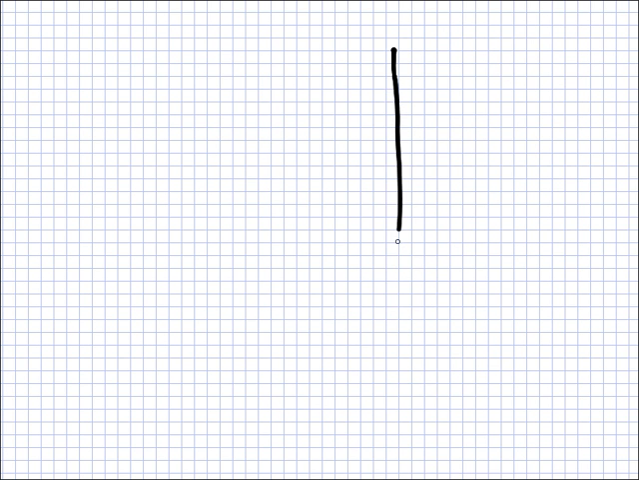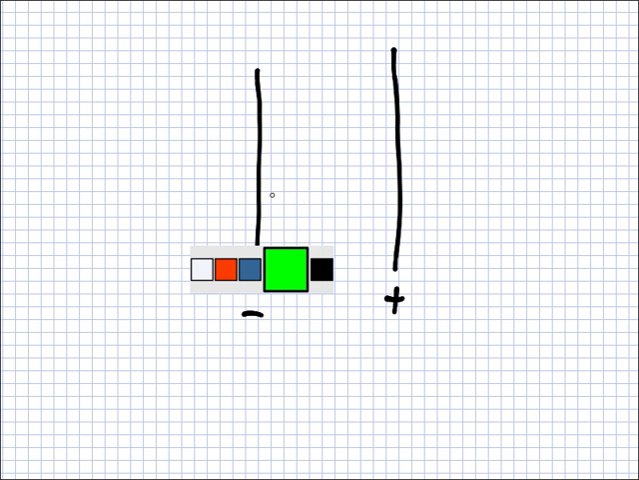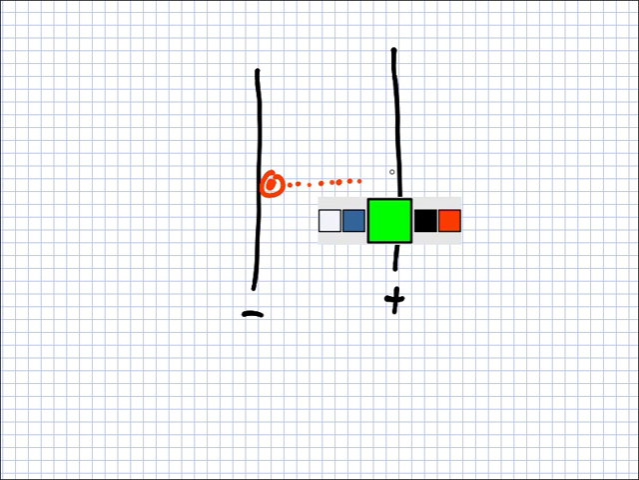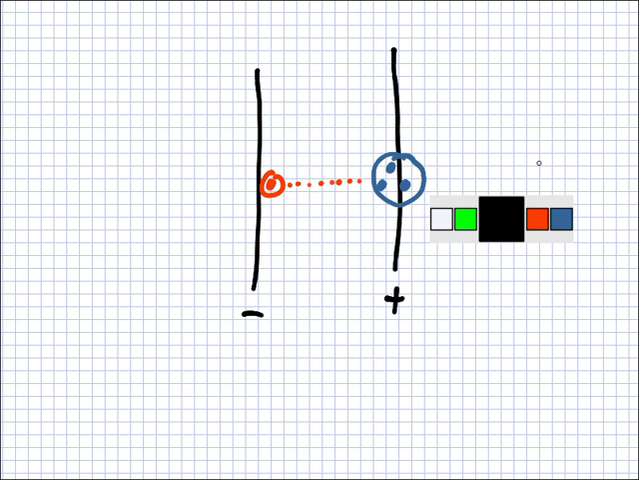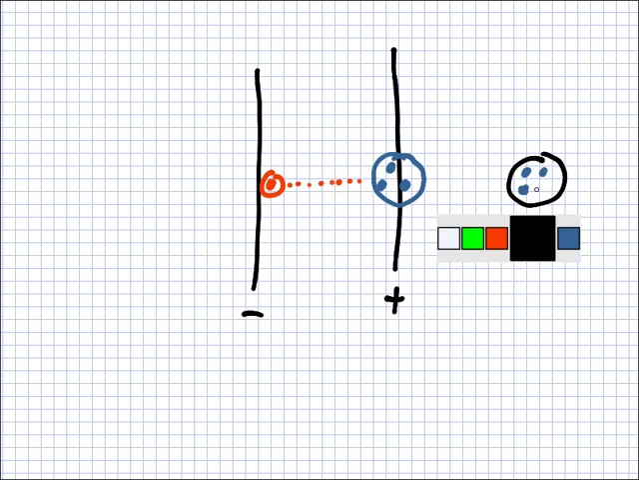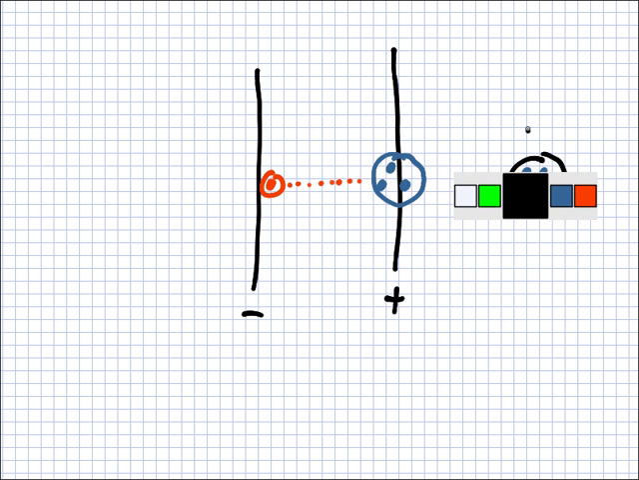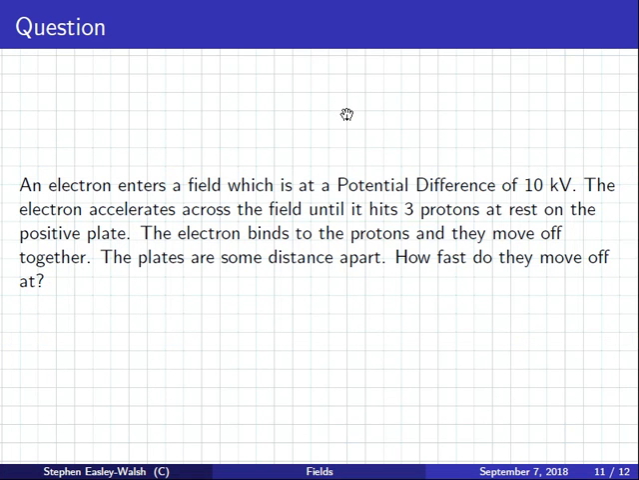You have a positive plate and you have a negative plate. And you have the electron, and it comes along here, and then it hits 3 protons. So the 3 protons and the 1 electron, the 4 of them, move off the plate together. Or maybe they don't move off the plate, but they move anyway.